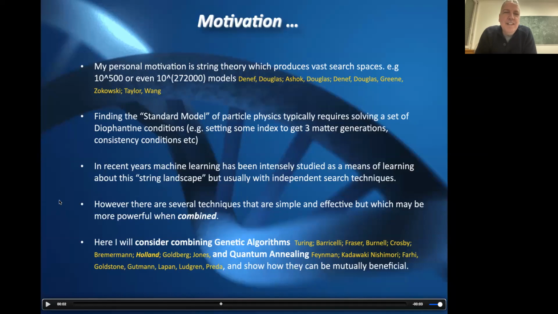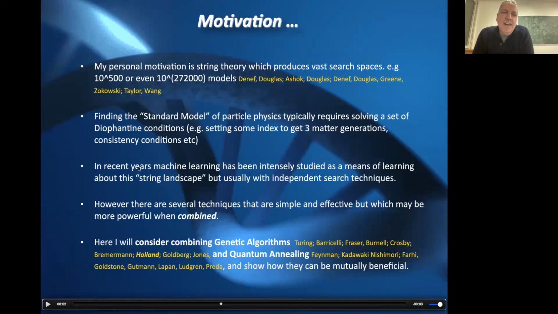And in order to find it, what you're basically doing most of the time is just having to solve a set of equations which are integer. So it's a Diophantine equation. And you might want to, for example, get some particular property like 3 generations of matter and so on. So it's a set of consistency conditions in a sense.